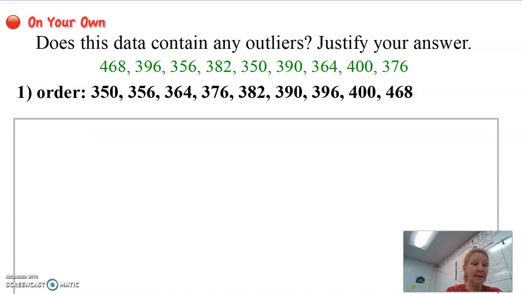So I'm going to get the highlighter, and I'm going to work my way to the middle, left and right, left and right. There are 9 numbers, so there's 1 in the middle. That makes that the median. Now I'm going to get a different highlighter color, and I'm going to find the middle of the lower half. See, this divides the data into the lower half. I ignore the 382, left, right.